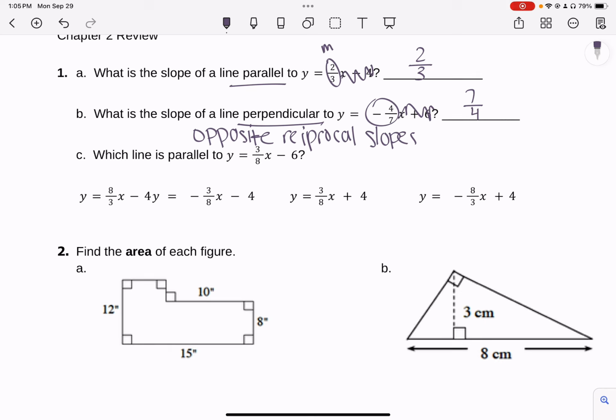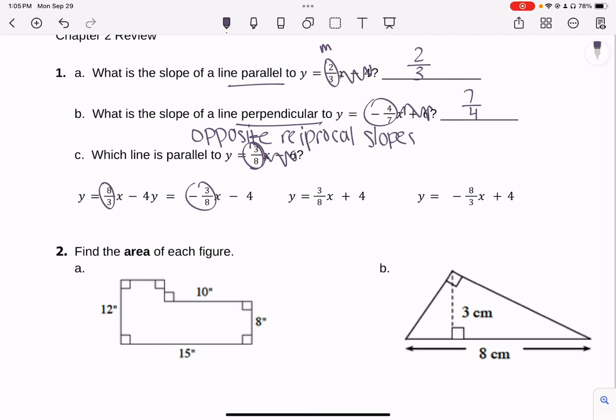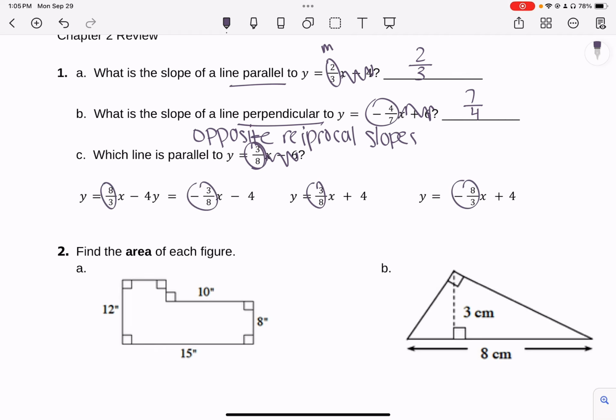So then part C, it says which line is parallel to this line? So again, we're looking at the slope and we want it to be the same, just like on part A. So we're only looking at the slopes here and finding the slope that's the same. So the one that is exactly the same is going to be not this one here, because that one had a negative in it. It's going to be that third one right there.